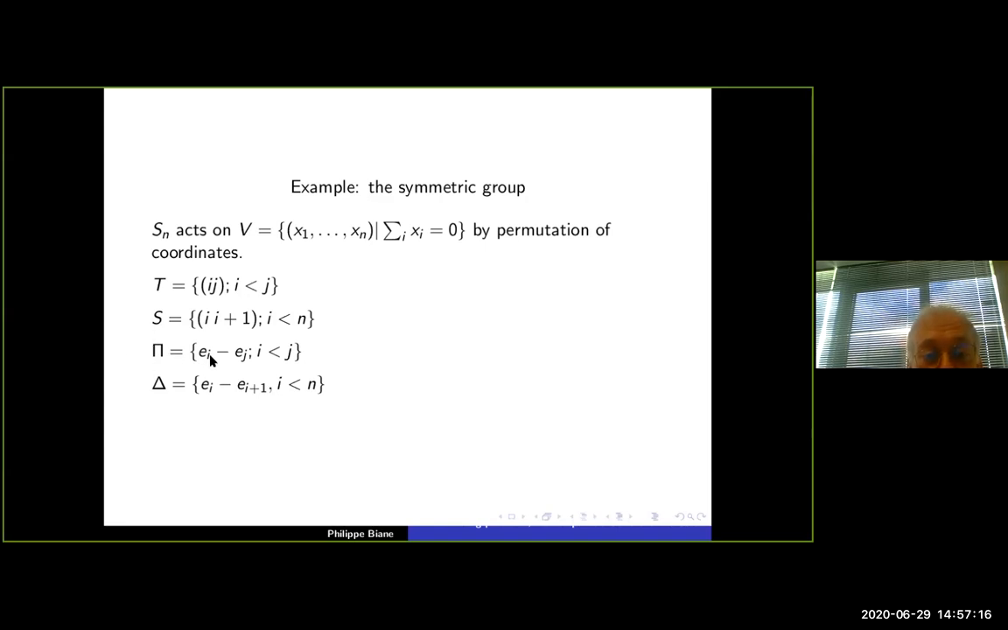The roots are the vectors ei minus ej for i smaller than j, these are the positive roots. And the simple positive roots are the ei minus ei plus 1. Okay, so these correspond to these. And you see the hyperplane defined by the orthogonal of a root, ei minus ej, is the hyperplane of equation xi equal to xj. And you see that it is preserved by the transposition of the two coordinates, xi and xj.